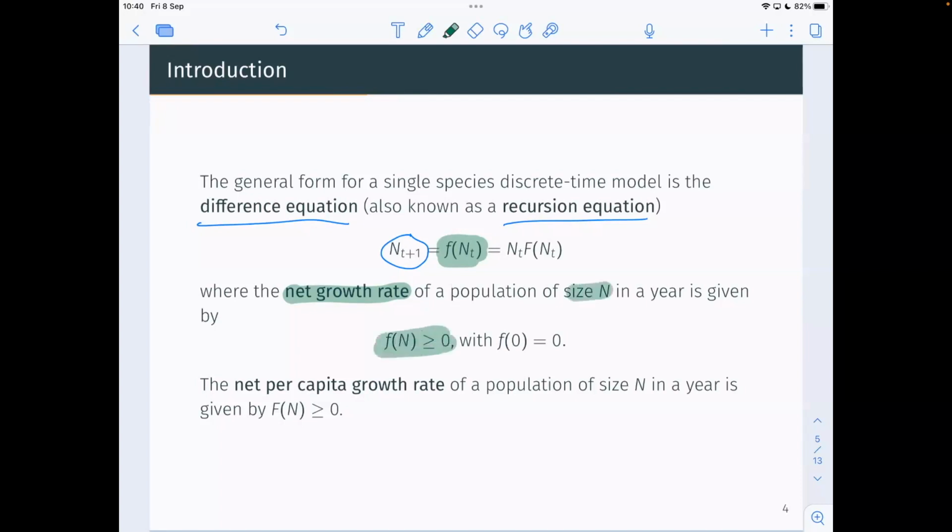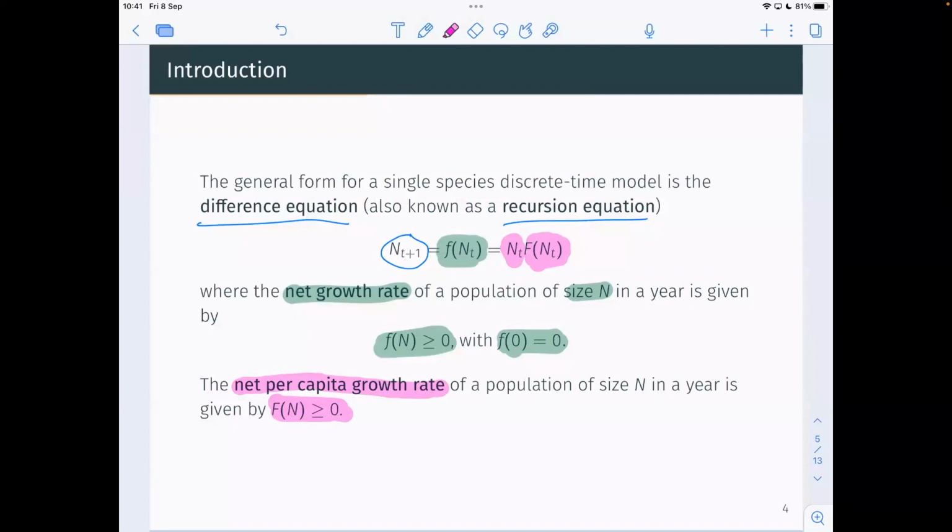We're going to say that this function is non-negative. If it was negative, then we'd suddenly have a negative population size in the next year. We're also going to assume that we can't just generate individuals out of nowhere, so for this, we're going to assume there's no migration. If we have no individuals in the population, there's going to be nothing changing. We can also usually write this as n_t, our current population size, times capital F of n_t. So little f and capital F are different functions, and this capital F is the net per capita growth rate of the population. Again, this is non-negative.